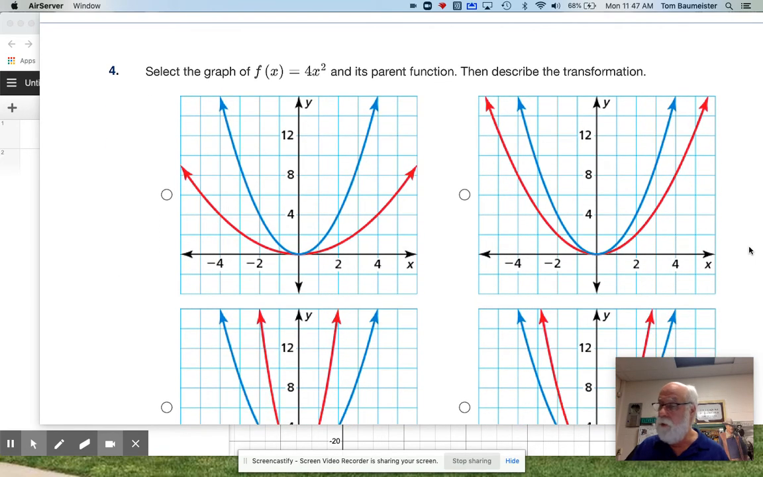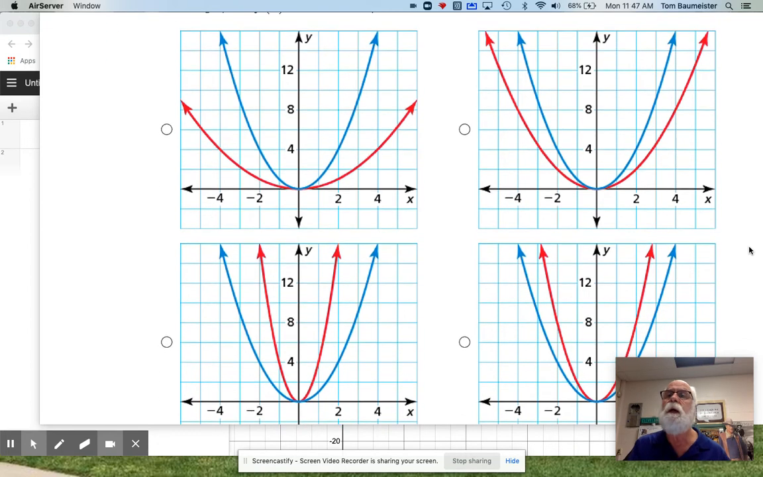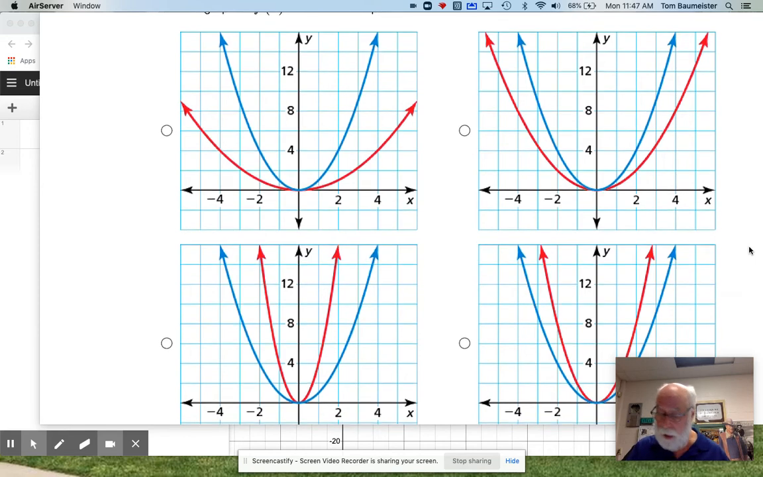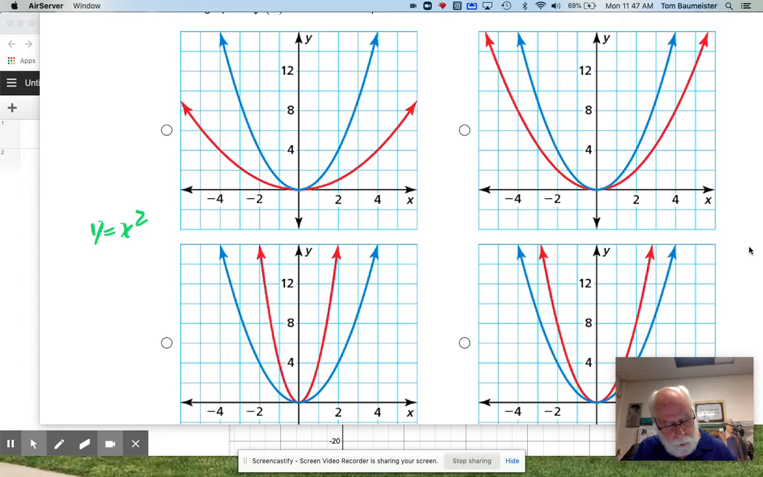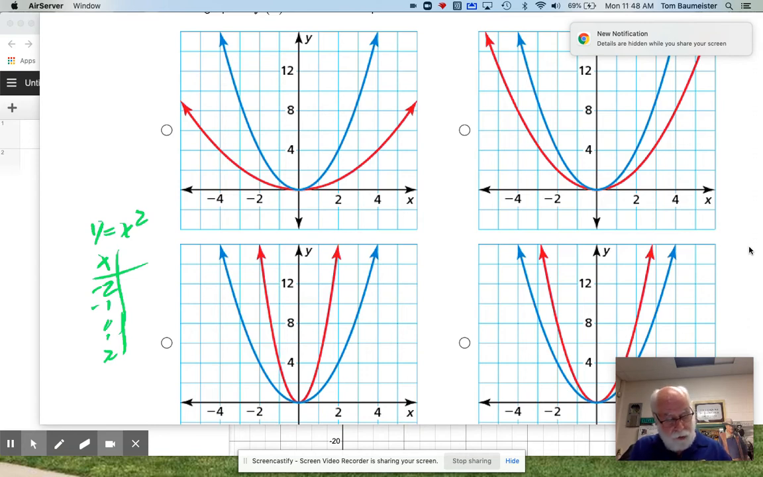Okay, number 4. Now we have to select one, all right? On this one here, if we remember, these are all quadratic ones, all right? So now remember, a quadratic one is y is equal to x squared. And if you recall, I did a quick one for you. I did -2, -1, 0, 1, and 2. When it was -2, -2 squared was 4. We had 4, 1, 0, 1, and 4.